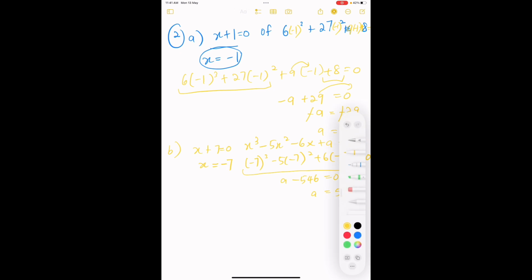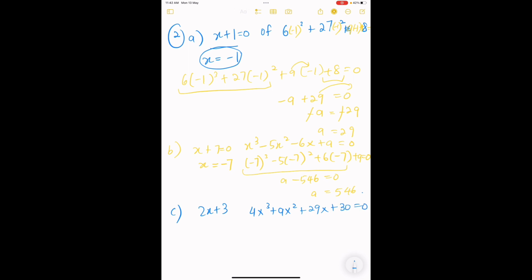Okay, next move on to C. C is 2x plus 3 and 4x3 plus ax2 plus 29x plus 30 equals 0. So you have 2x plus 3 equals 0, 2x equal to minus 3, x is minus 3 over 2. So you change everything to minus 3 over 2, change all x with minus 3 over 2.